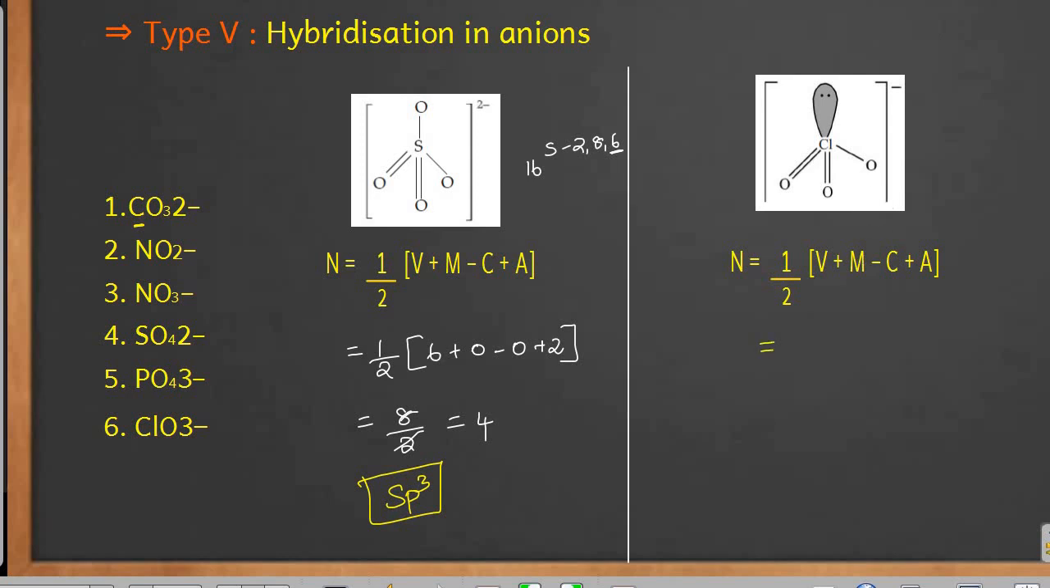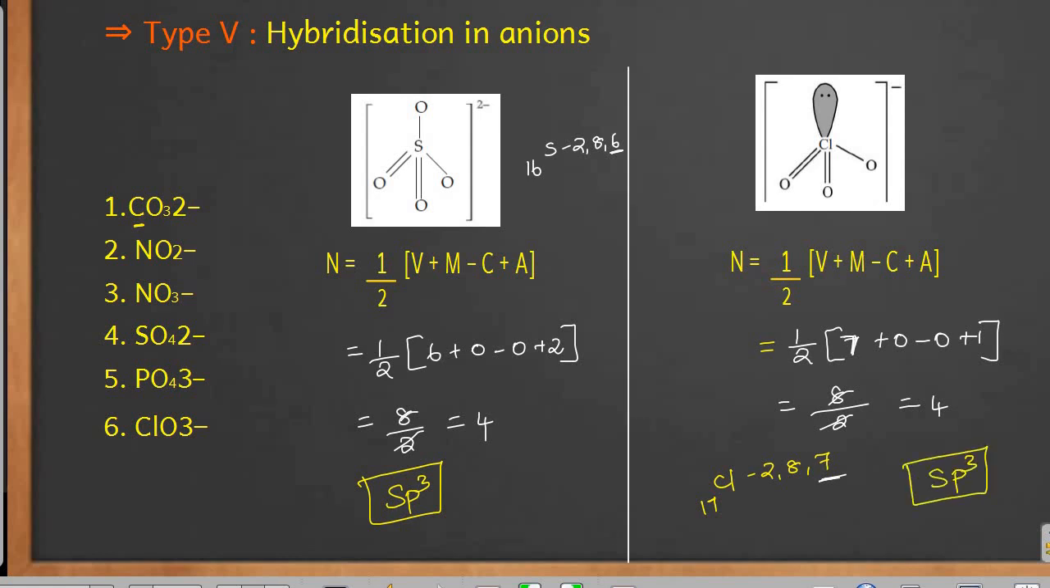So here chlorine is the central atom. So here we know that atomic number is 17. So 2, 8, 7 electronic configuration. The outermost electron is 7. So of 7, okay, there is no monovalent, so 0, there is no cations, so 0, anion is 1. Okay, so 8 divided by 2, we will get that 4. So 4 means again we are getting the same hybridization, so sp3 hybridization.